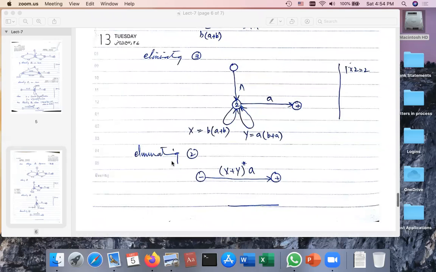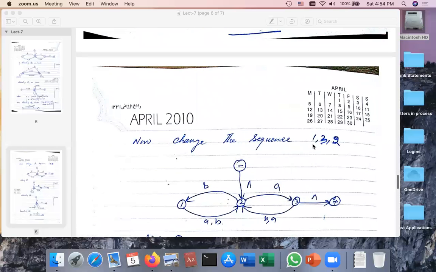Now I have to eliminate state number 2. If I remove it, then only two states will be left, which are our initial and final state, and I can ignore this null. So x plus y from this state, and it is a loop, so I have to mention star. So x plus y whole star, and then after taking a, which is mentioned here, I can reach the final state. So this is the regular expression that I can get after removing states in a sequence like this one: 1, 3, and 2.